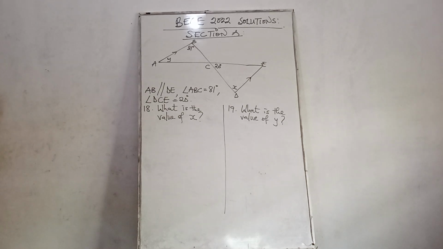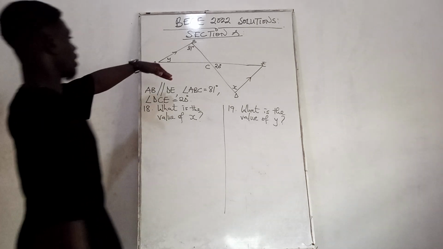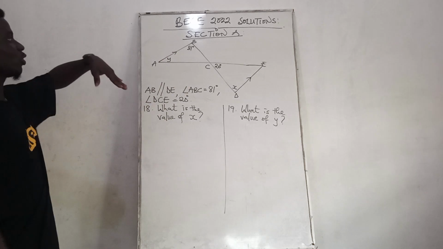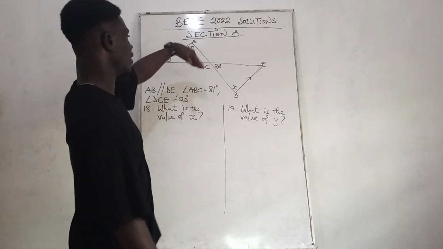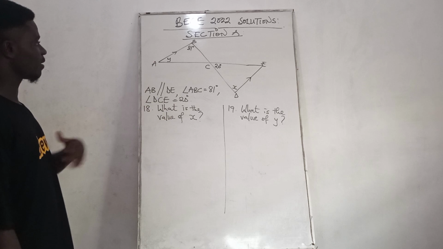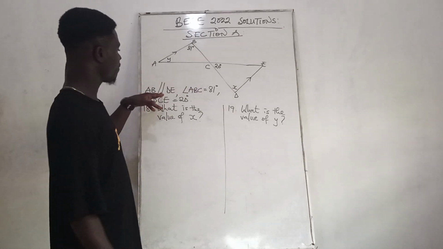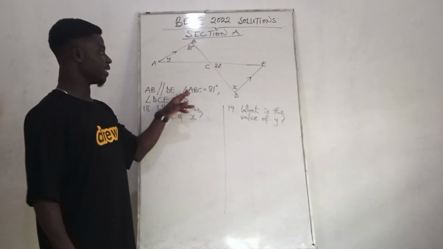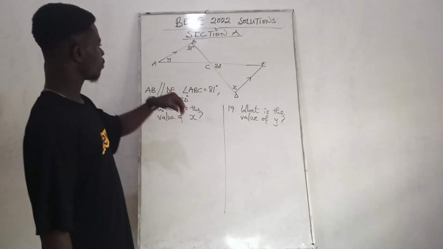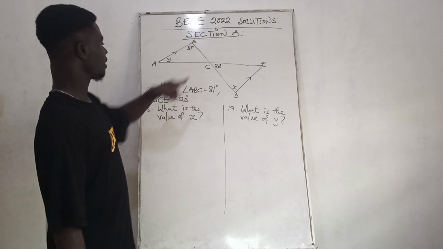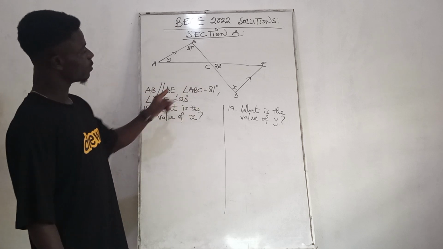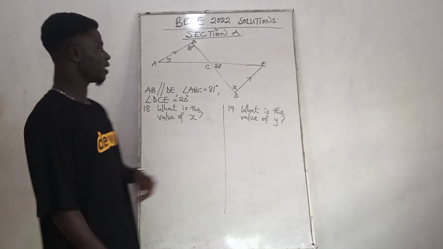All right, so we have our plane geometry. That's the two-dimensional plane, right? This shape is on a two-dimensional plane, very, very simple. So A, B, C, D, E, right? We are saying that AB is parallel to DE. Then angle ABC equals 81 degrees. Angle ABC, that's 81 degrees. Then angle DCE is 20 degrees.